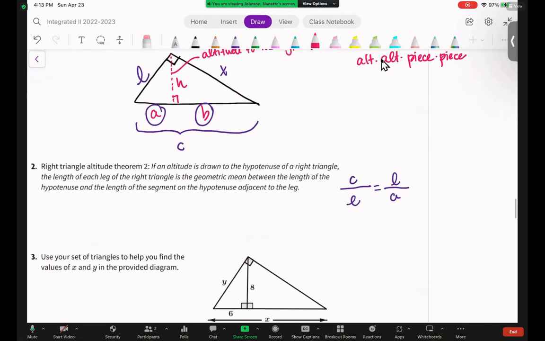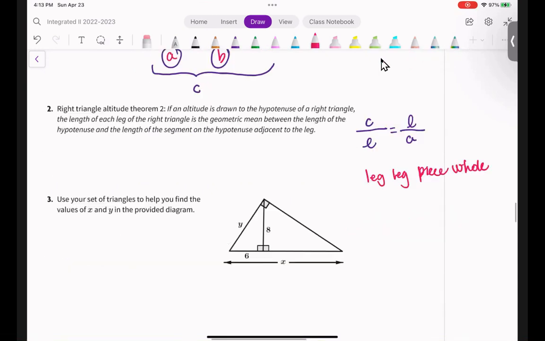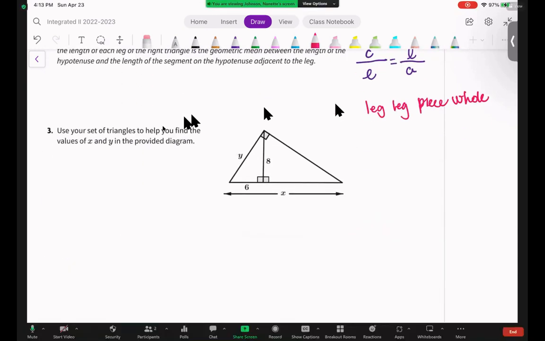This one, I say leg, piece, hole. Leg, piece, hole. And by hole, I mean the whole hypotenuse. Okay. So when we do this problem down here, we're going to use both of those theorems to solve this.